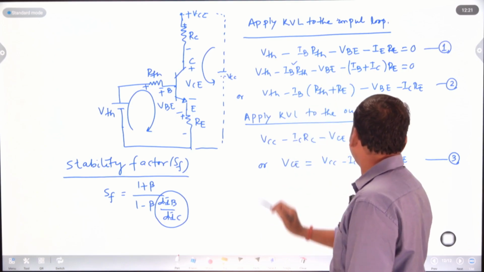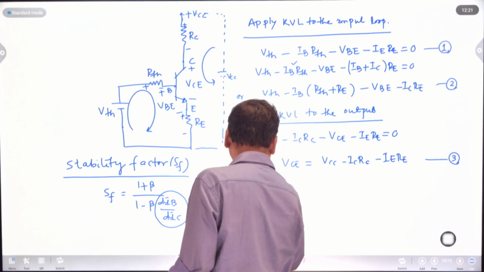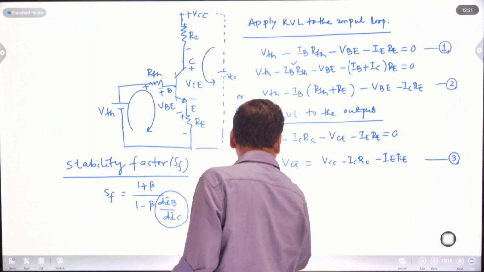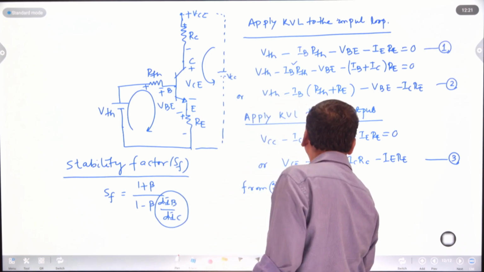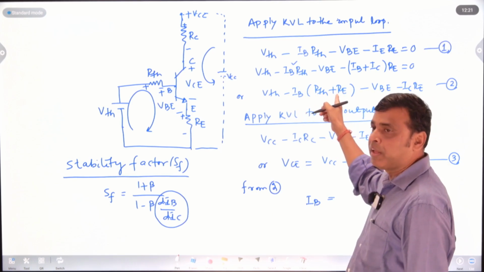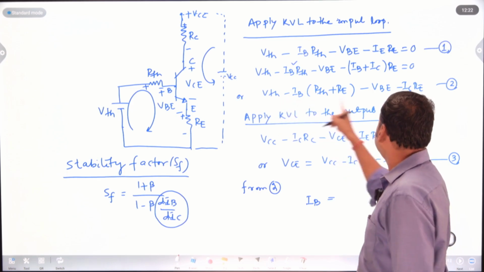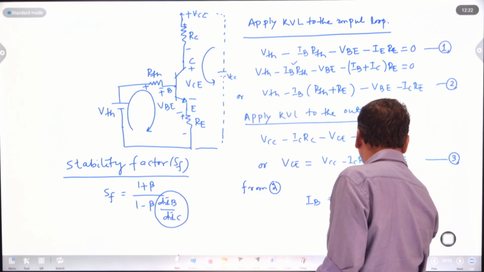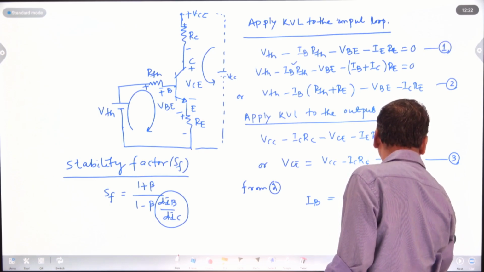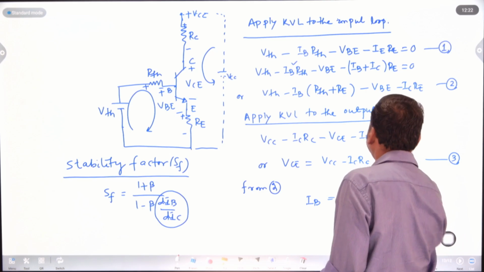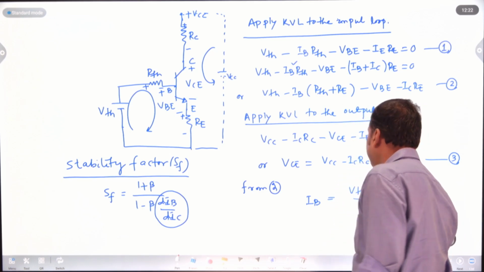Using equation 1 and equation 2, the value of IB is what? IB equals this expression minus IB into (RTH plus RE). If it goes to the right hand side, it becomes plus. So the IB value is how much? IB equals (VTH minus VB minus IE RE) divided by (RTH plus RE). This is the value of IB.